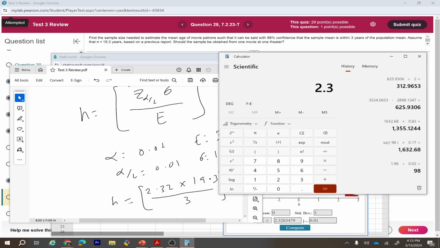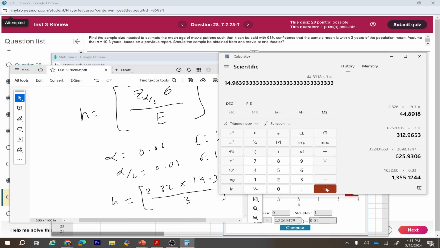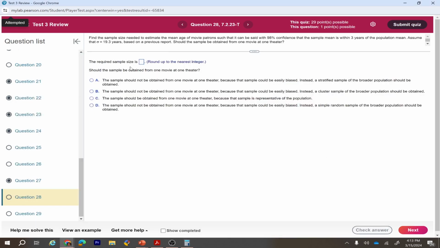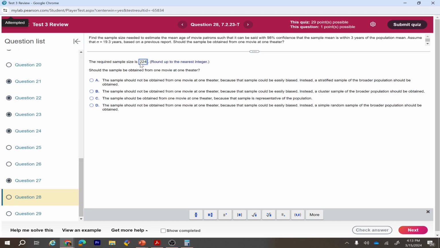If you round the z-score to two decimal places it should be 2.33, but I'm going to take up to three decimal places, so 2.326 times 19.3, divided by 3, and then take the square of that, which is 223.91. If you round it up to the next integer, it's 224. The sample size is 224.